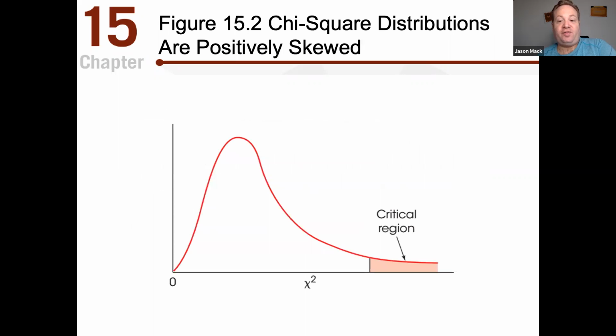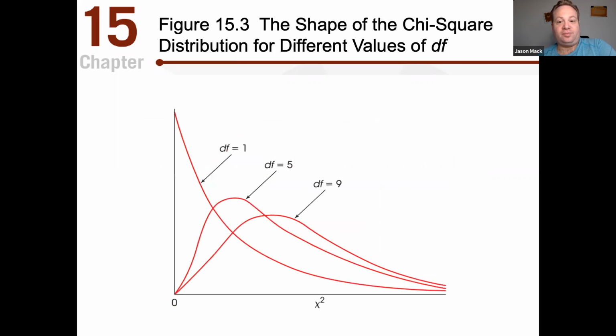This is figure 15.2. Chi-square distributions are positively skewed. The critical region is placed in the extreme tail, which reflects large chi-square values. Figure 15.3. The shape of the chi-square distribution for different values of degrees of freedom. As the number of categories increases, the peak, or mode, of the distribution has a larger chi-square value.